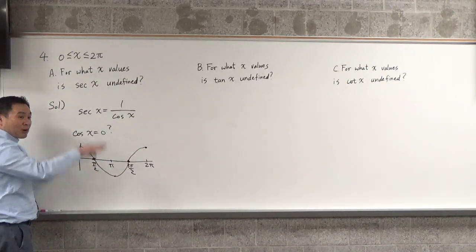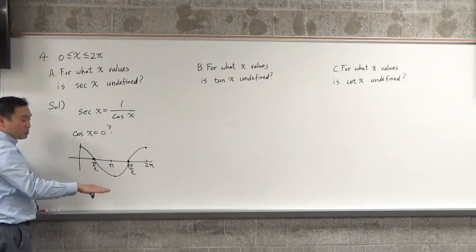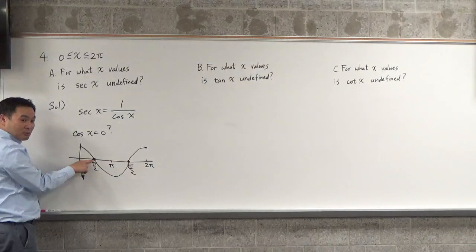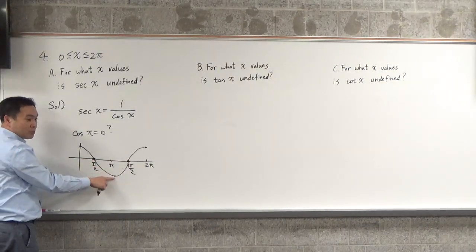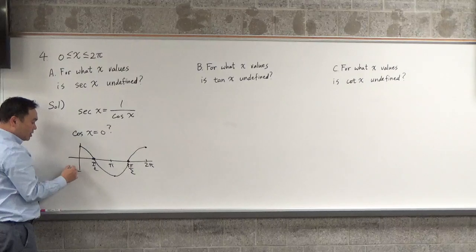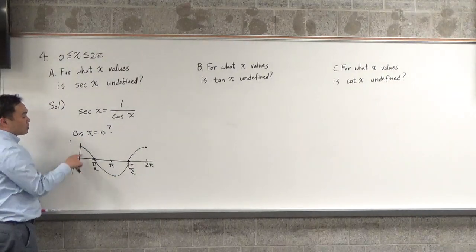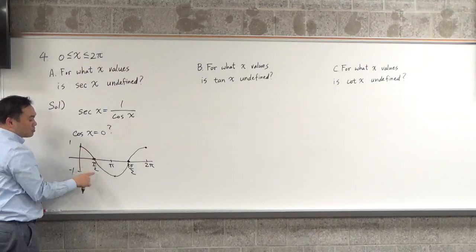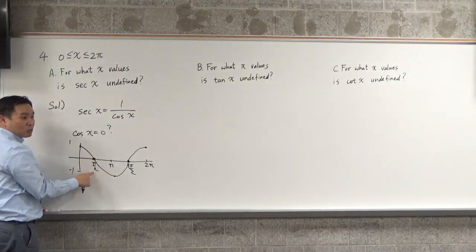See, the value of the function is the height, right? So if you're up here, it's 1. If you're right on the x-axis, the value of the function is 0. If you're down here, it's negative 1, right? So if we're looking for when cosine of x is equal to 0, the answer would be pi over 2 and 3 pi over 2.